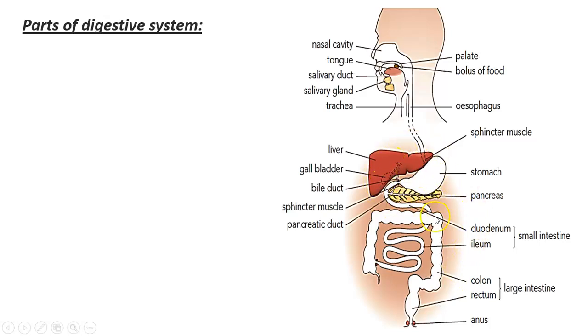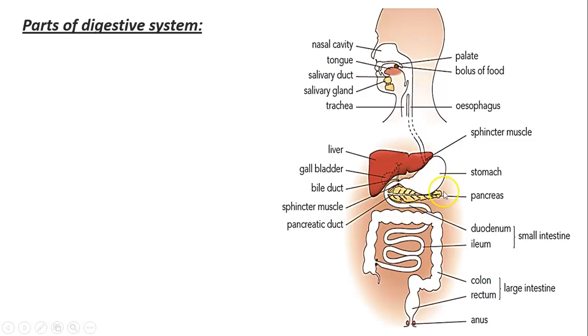What about the liver and the pancreas? These are big glands responsible for the secretion of some enzymes and fluids and juices that will help in the digestion process. The liver produces a fluid called bile. Bile is stored in the gallbladder, and then it flows from the gallbladder here into the duodenum. How? Through the bile duct. So the liver makes bile that gets stored in the gallbladder and released into the duodenum through the bile duct.